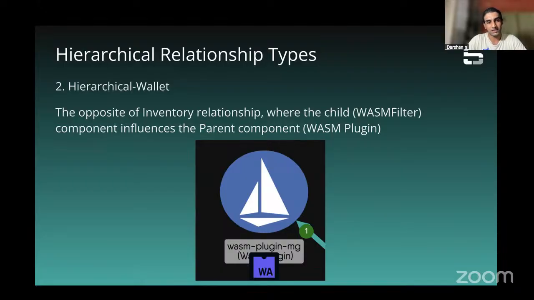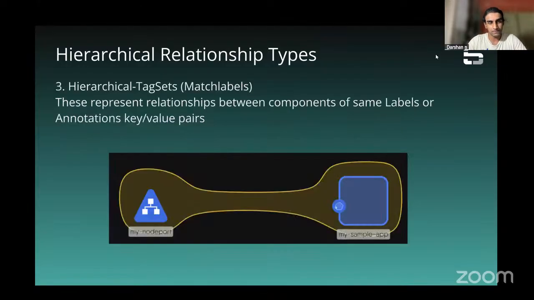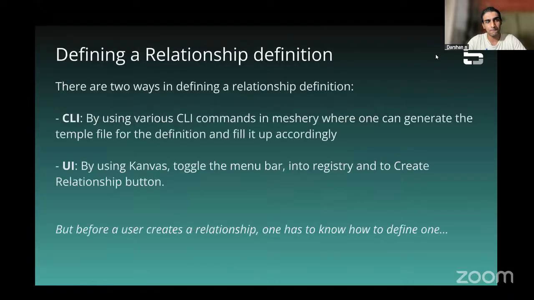It's like an opposite of the inventory relationship. Here, the WASM filter influences the WASM plugin, so it's the other way around. And lastly, we have the hierarchical tag sets. These are formed by key-value pairs, where the configuration key-value pairs are formed, and then this is the relationship that is formed.